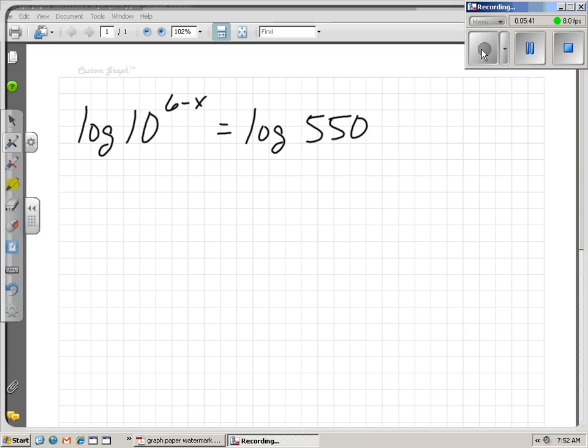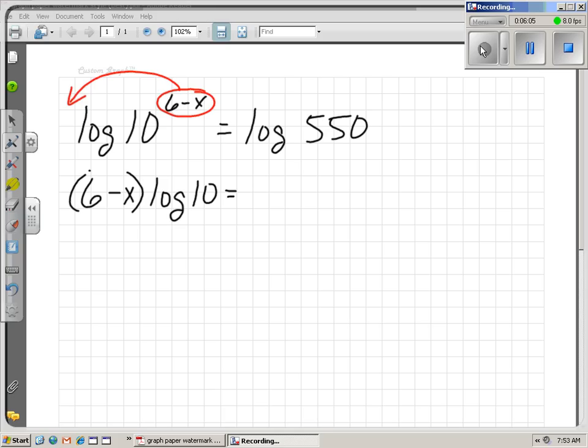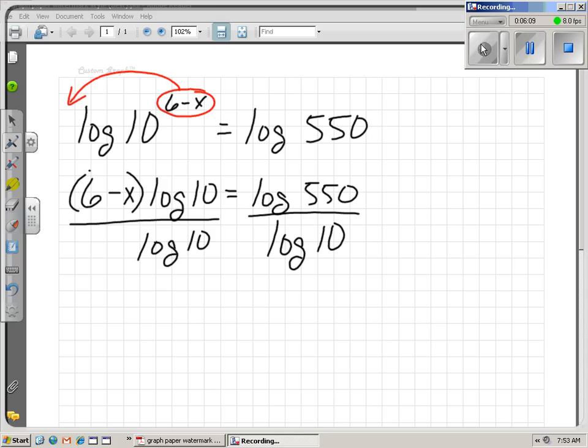And then let's apply that power property and move the exponent. Now notice the exponent is this whole expression here. I'm going to move that whole expression to the front as multiplication. Now if I write it like this, it looks like just the x is being multiplied by the log 10. I want to make sure I put parentheses around it to show that the whole exponent, the whole 6 minus x, is multiplied by the log 10. And over here we have log 550. And you guys probably guessed the next step is to divide that log 10 off.